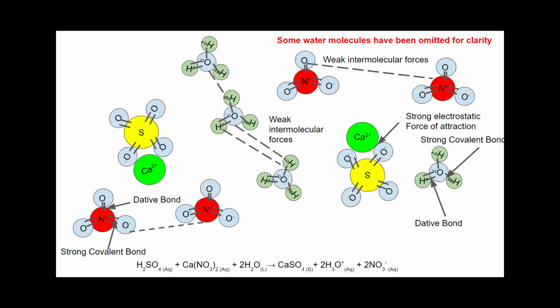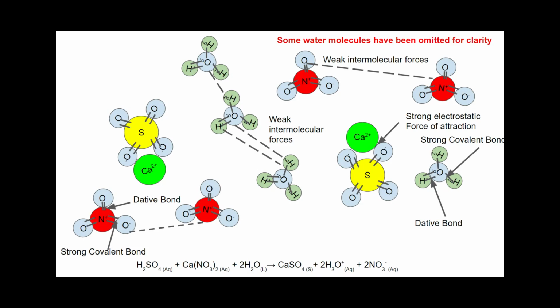The hydronium ions will have strong covalent bonds between the hydrogen atoms and oxygen atom, where one hydrogen atom has a dative bond with the oxygen atom. However, hydronium has a simple covalent structure, and there are only weak intermolecular forces between the discrete hydronium ions.